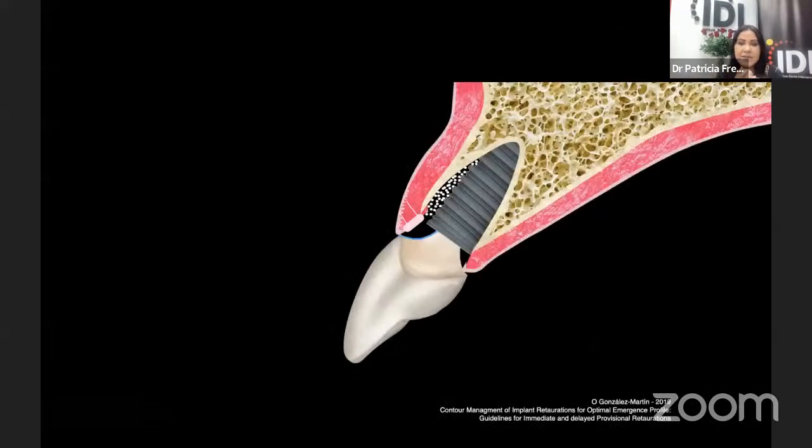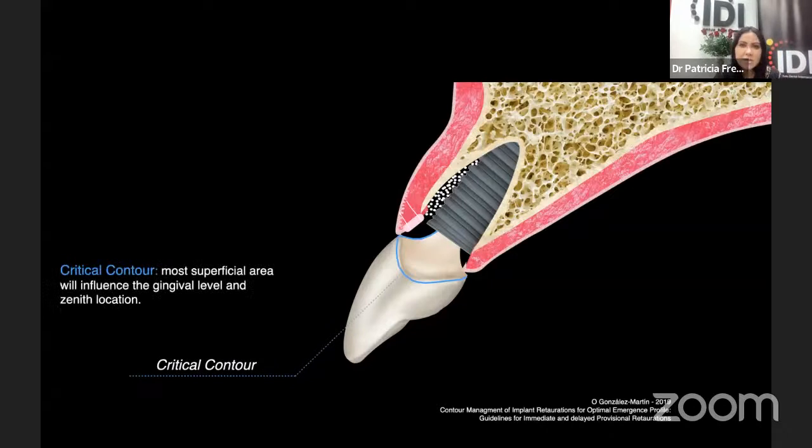And now, this is a very illustrative image. You can see the provisional crown, the implant, those white spots are biomaterial, and then we see the bone bed and the soft tissue around, and also you will see a small soft tissue graft. That is the space we have to respect. So now that blue line will be our critical contour. And what's the critical contour? It is the most superficial area and will influence the gingival level and zenith location.